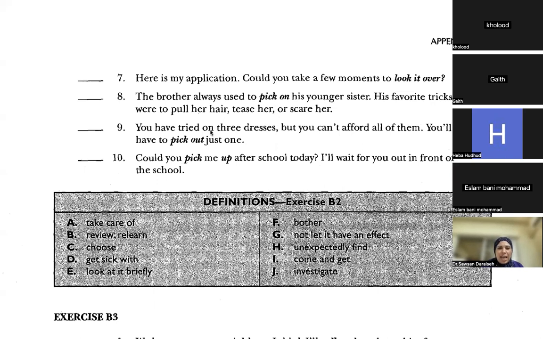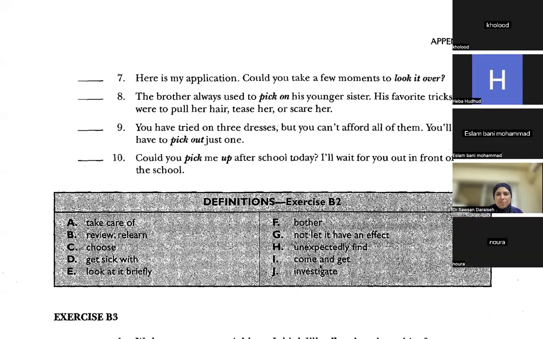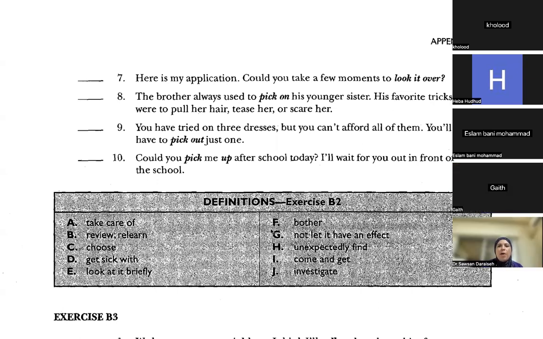So pick on, as you just said, who answered the question? Noura. Bother. Yes, bother. Bother means to annoy. Pick on means to bother. Thank you so much.